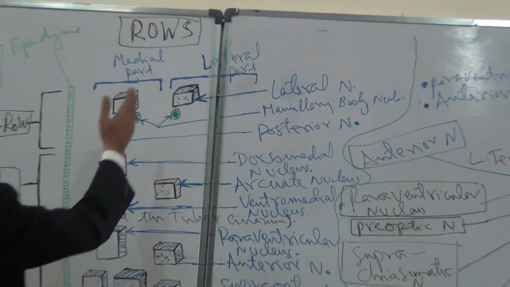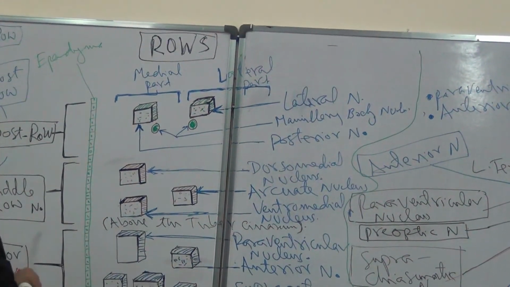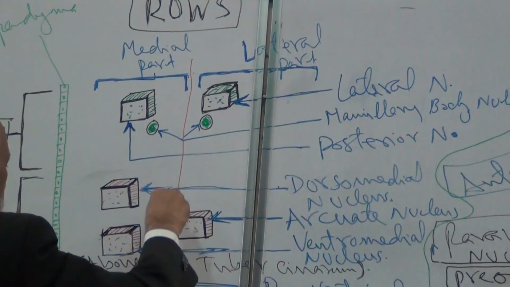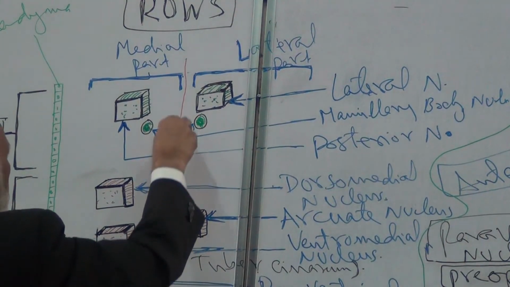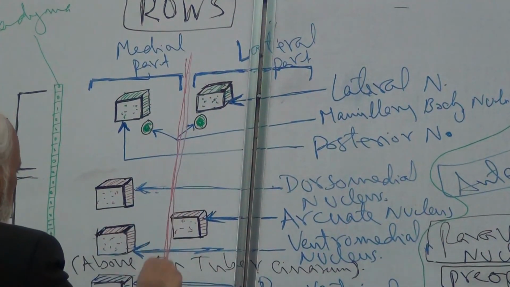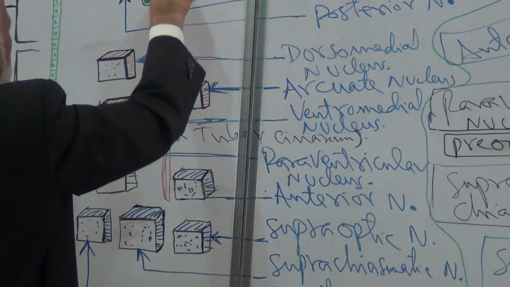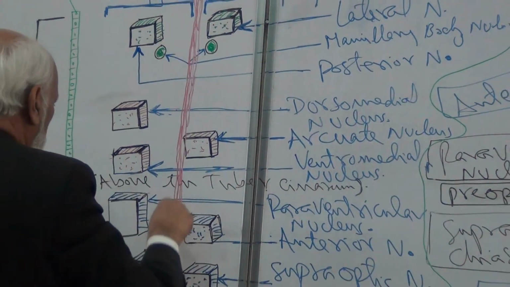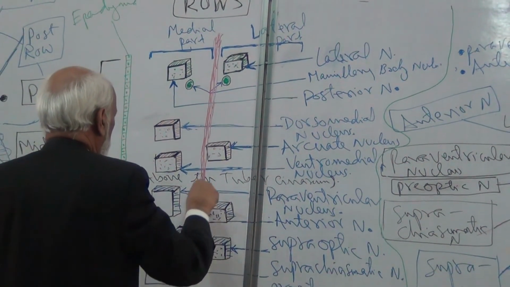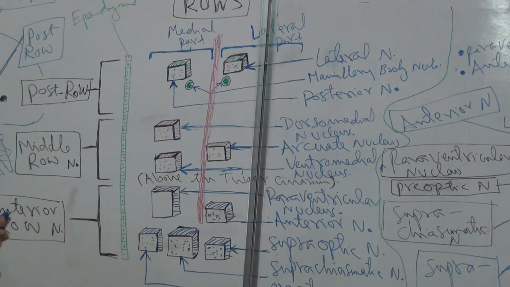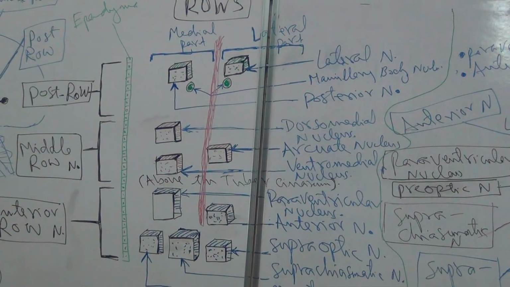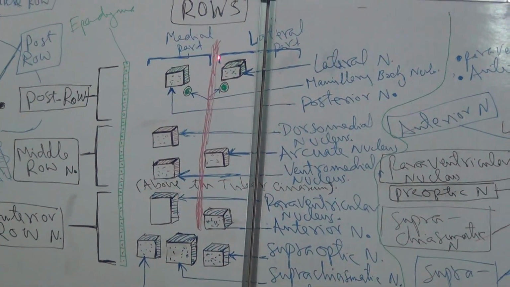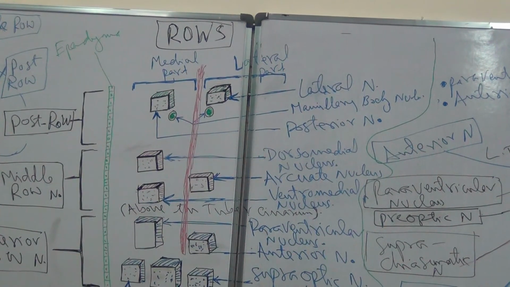Now here, between the medial part and lateral part, there is a bundle of myelinated nerve fibers, white matter. A bundle of myelinated nerve fibers traverses between the lateral part and medial part of the hypothalamus. Medial part, lateral part, and these are the bundle of myelinated nerve fibers.